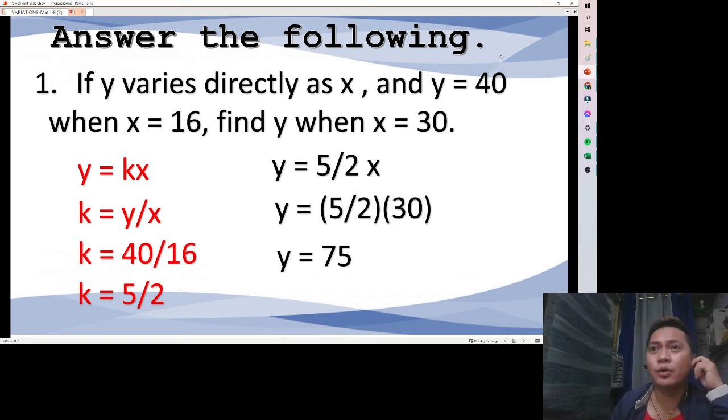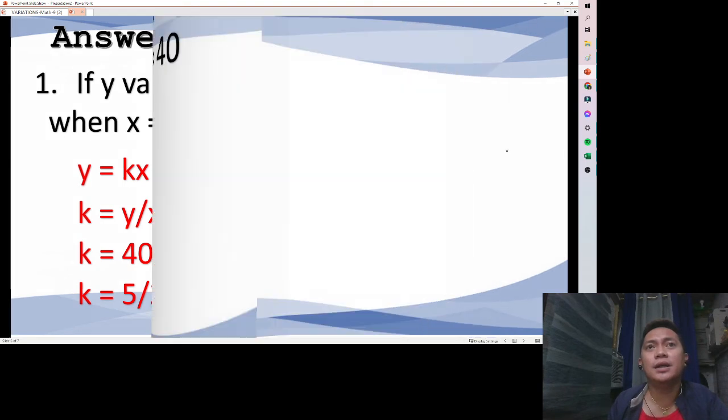Pag x ko is 16, mababa to, ang y ko is 40 lang. Ang x ko ay 30, mas tumaas. So, that's the purpose of the direct variation, at mas mabilis natin siya masosolve using the constant, which is the k. I hope that is the first question na nakuha natin. Another one.